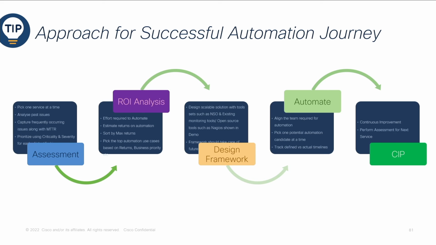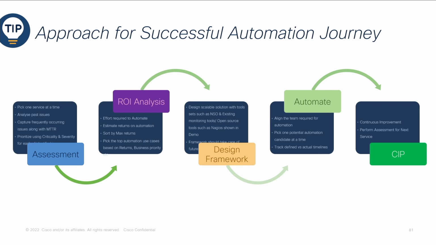The ROI analysis is the return on investment. So it's not just the money part. It can also be the other intangible benefits that we are going to get. So the first thing we have to do is look at how much effort is required to automate that. And after automating it, how much time is it going to save for us, or the other factors like intangible benefits as well. And then sort it by the max returns that we are going to get.